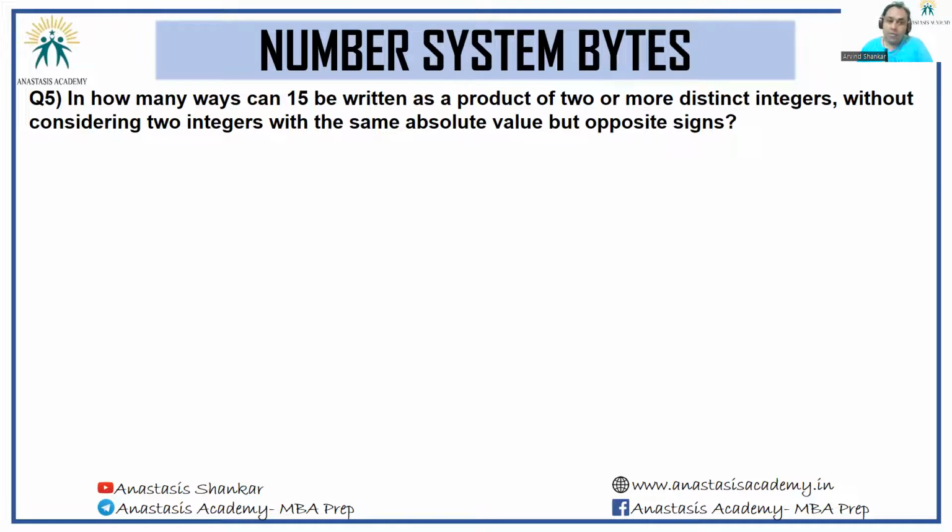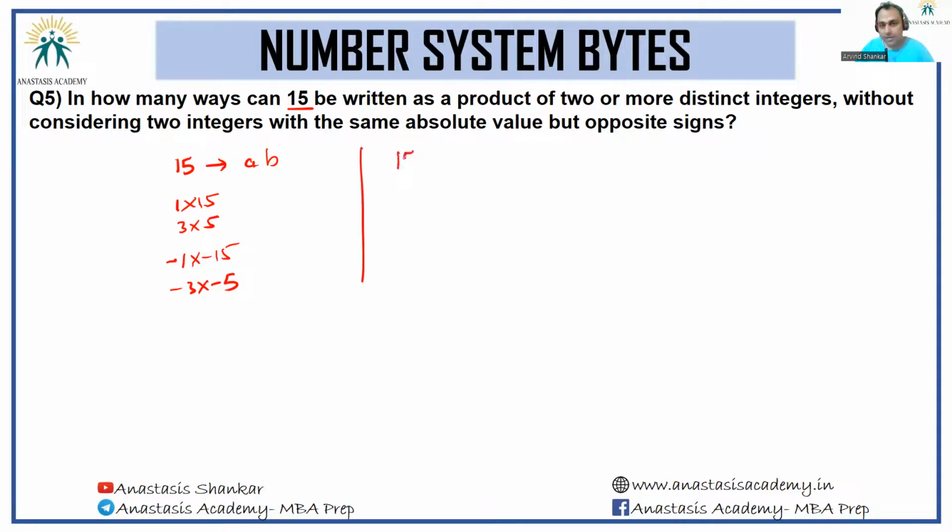Last question. In how many ways can 15 be written as product of two or more distinct integers without considering two integers with the same absolute value but opposite signs? So basically you cannot have a and minus a. So let's make cases. If I was writing 15 as product of two numbers, a and b, the cases would be 1 into 15, 3 into 5, and also the negative versions of these, minus 1 into minus 15 and minus 3 into minus 5. There are no more cases for two integers.